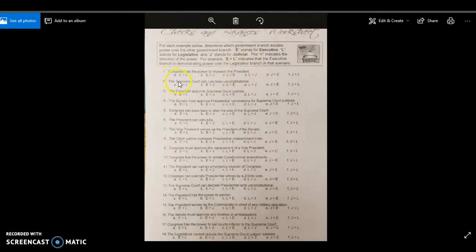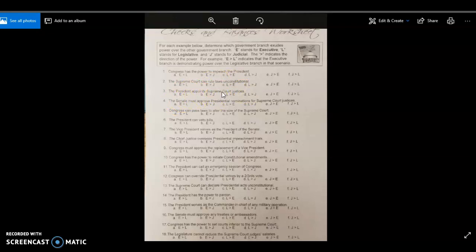The second one says the Supreme Court can rule laws unconstitutional. Well, first you got to know who writes laws. Well, that's the legislative branch, so that would be the L. Well, the Supreme Court is the judiciary branch. So the judiciary branch is over the legislative branch. So that would be F. J is over or greater than L. You would write F or write your complete answer down. So you just have to determine which branch they are, and then in each statement, which one has the power.